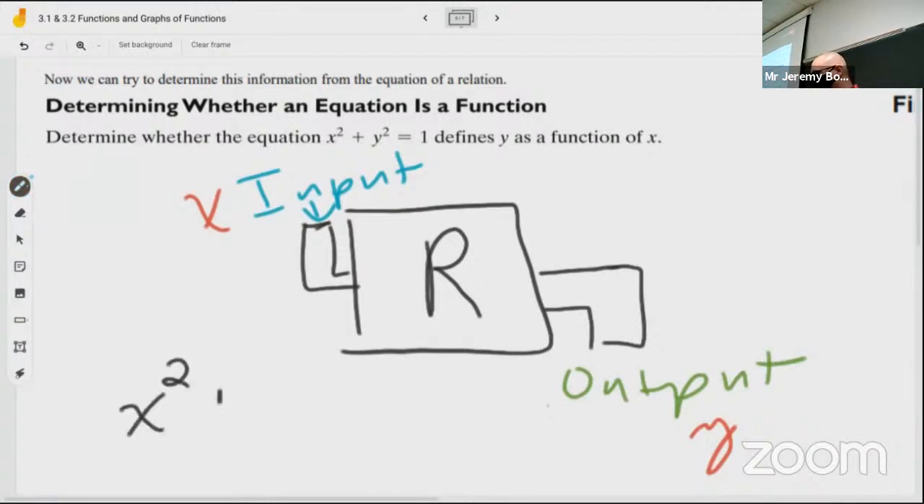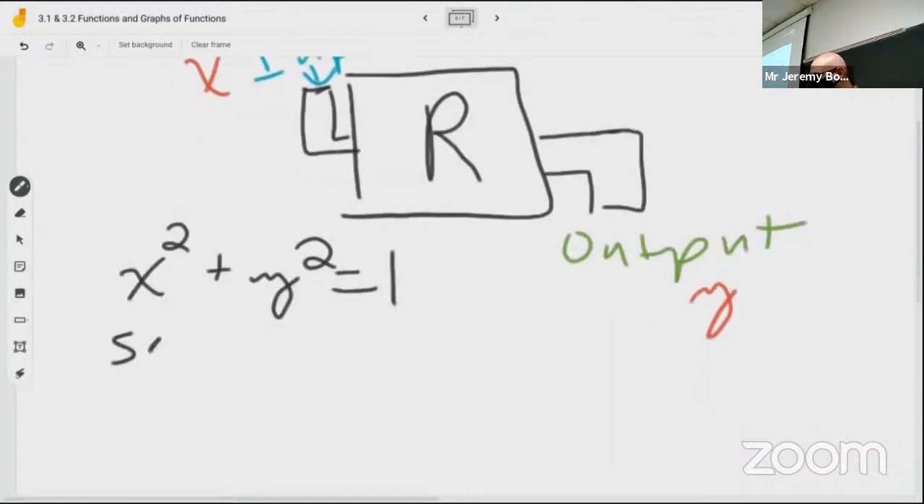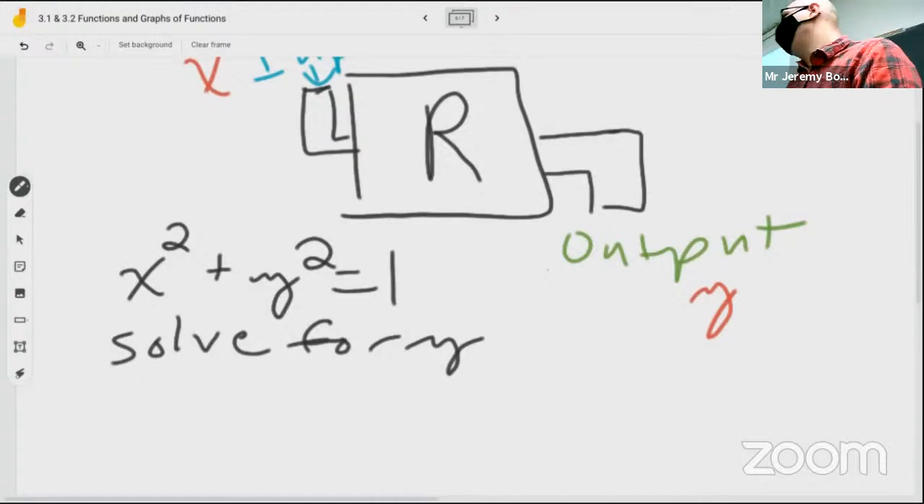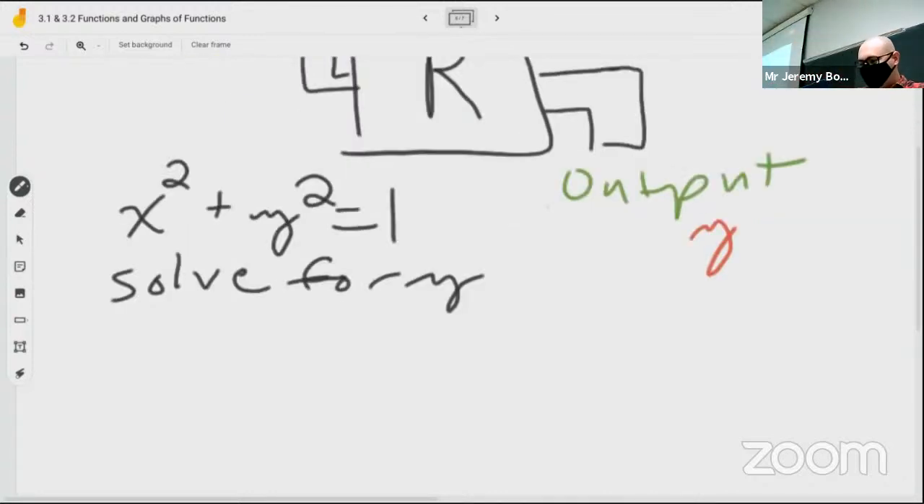So what we're going to do with the equation is see if that's true. The way that we do that is we'll take that equation and solve it for y, and then we'll make the decision, right? Because then we'll have it set up so we put in an x and we get a y out. So if we take this one, I always write it again under it. We have x squared plus y squared is equal to 1.